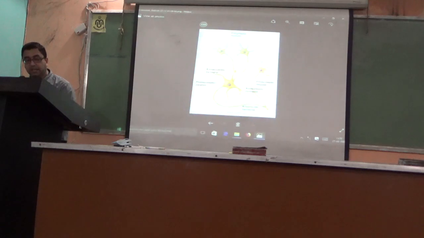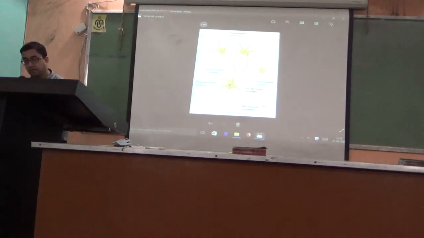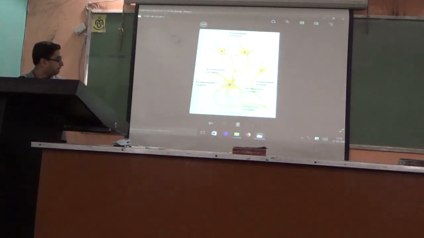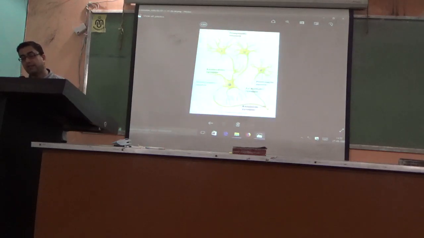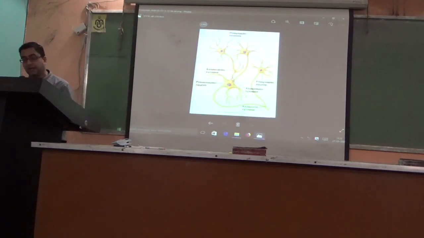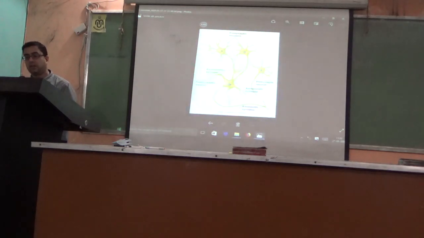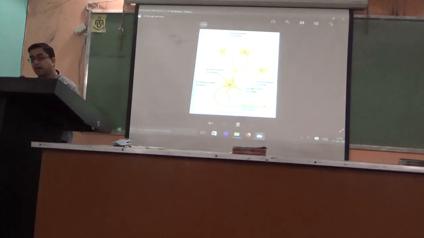Then the second one is axosomatic. You can see here, axosomatic. As the name suggests, the axon of the presynaptic neuron forms a synapse with the soma, that is the cell body, of the postsynaptic neuron, and this is known as axosomatic synapse. They are again a common one found in the CNS. Around 15% of synapses are of axosomatic type.